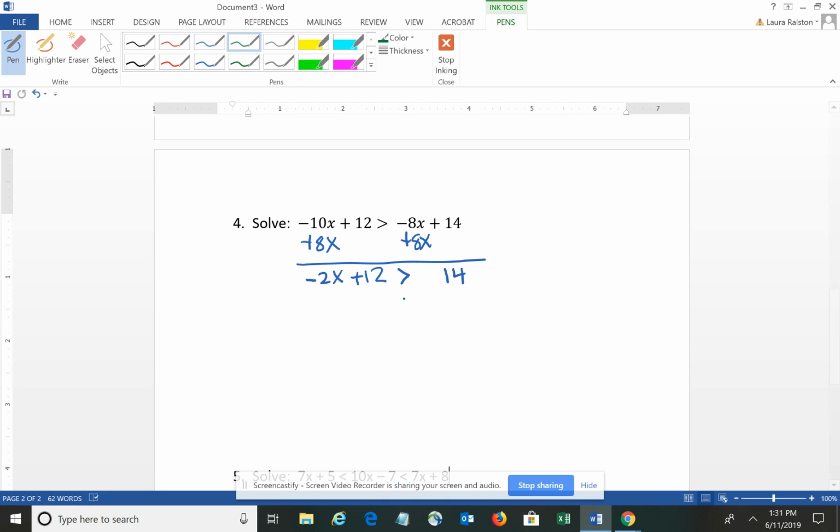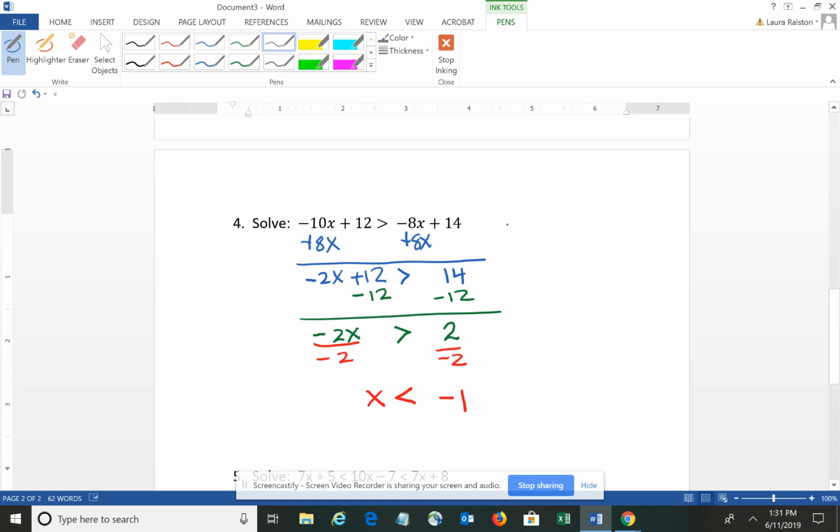Then I'm going to subtract 12 from either side. So I have -2x is greater than +2. I'm then going to divide both sides by -2. And in this case, because I'm dividing by a negative, I have to flip the inequality symbol so it becomes x is less than -1.